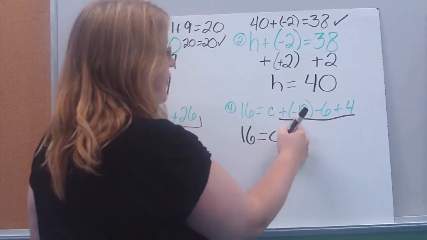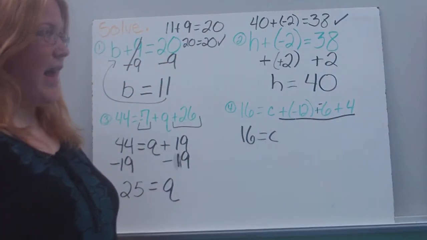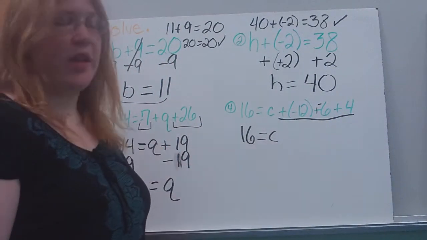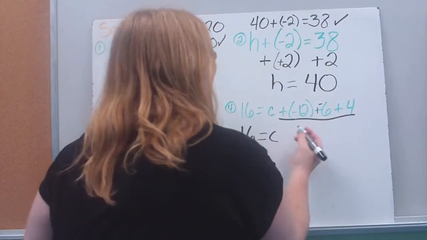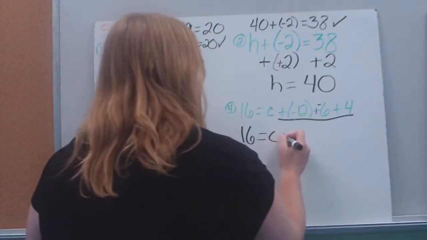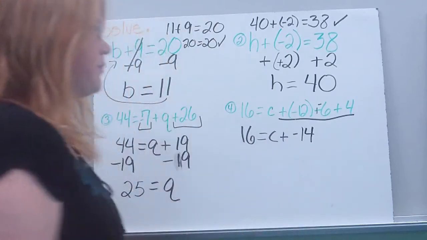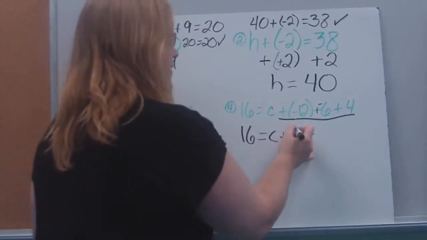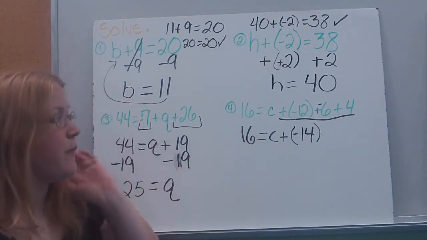So I've got negative 12 minus 6. Remember, whenever we're subtracting, we add the additive inverse. So I've got a negative 12 plus a negative 6, which gives me a negative 18. Negative 18 plus 4 gives me a negative 14. So I now have C plus negative 14 is equal to 16.